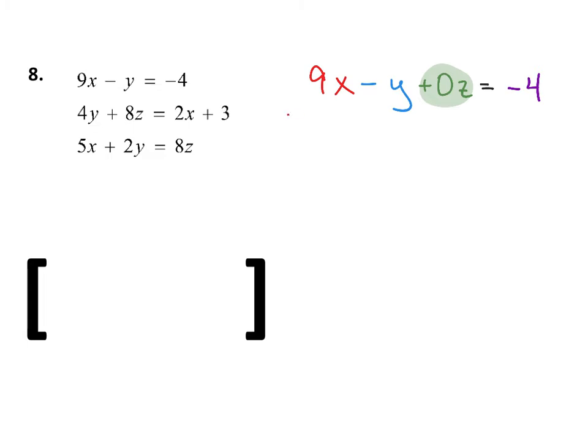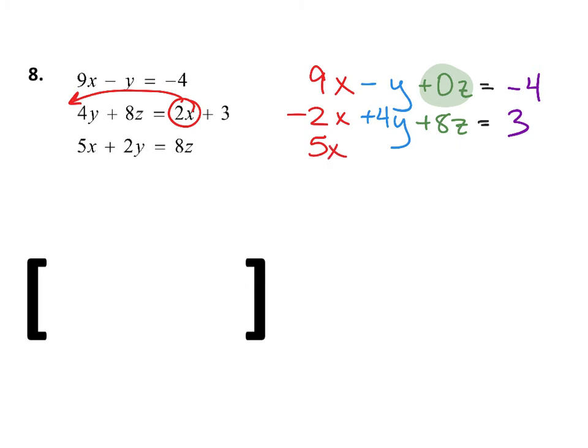The next one would be -2x, positive 4y, positive 8z equal to 3. This -2 came from this 2x being moved across the equal sign, so it changes signs. The last equation would be 5x plus 2y minus 8z equal to what? 0, because there was nothing left over there. Very good. We take the z's and we move it across the equal sign. Cross the line, change the sign.